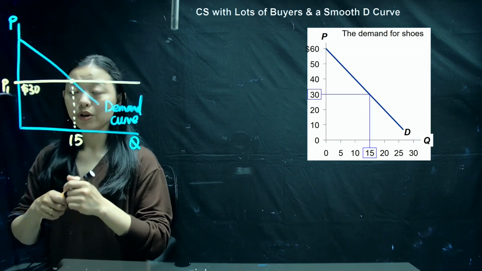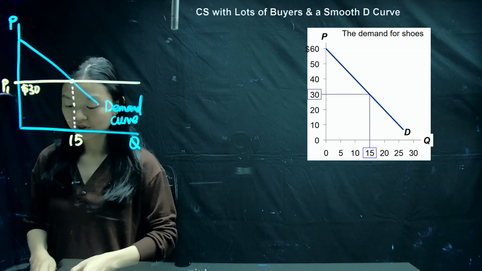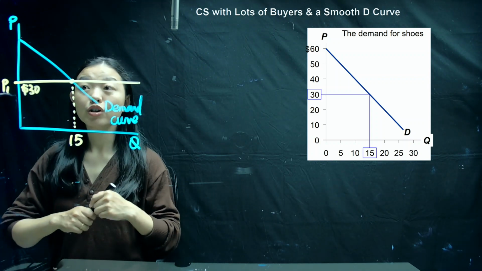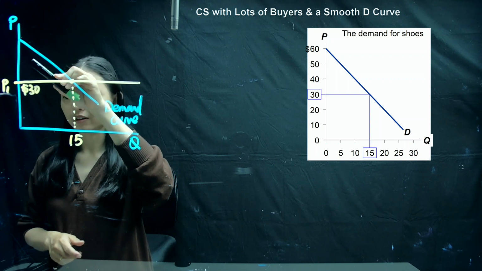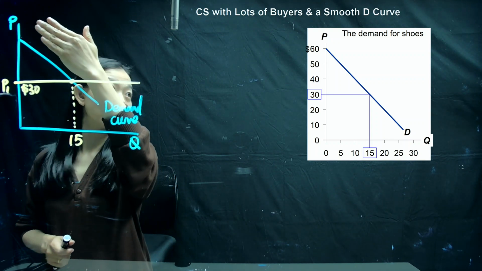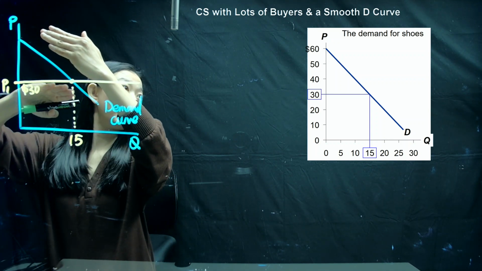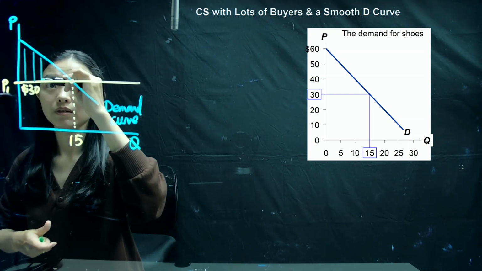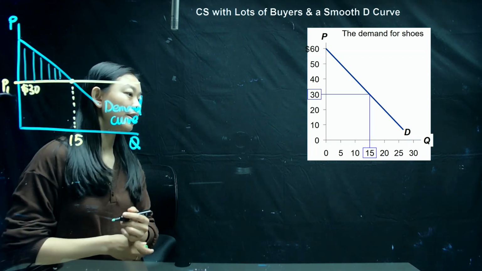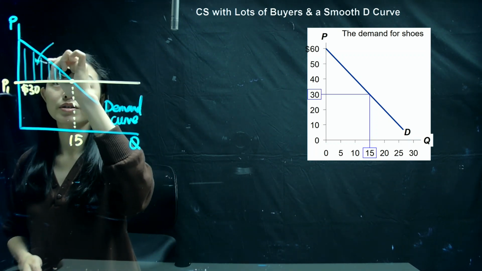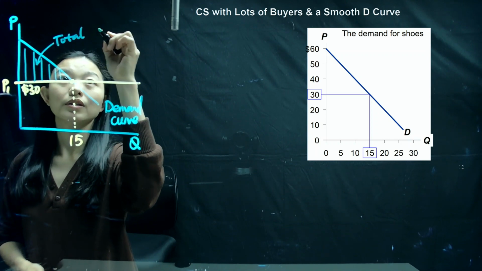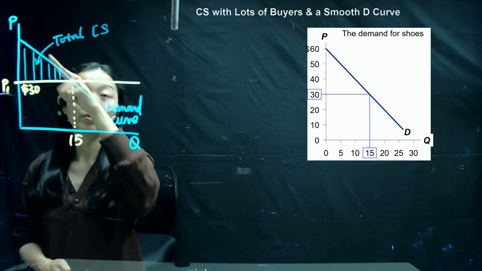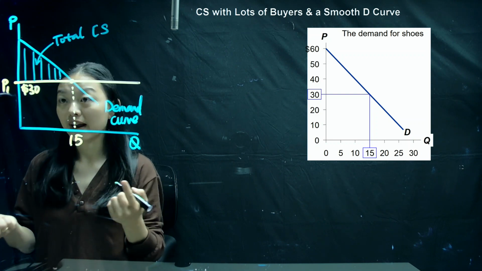How can you compute the total consumer surplus based on this graph? Remember, we just talked about consumer surplus should be the area below the demand curve and above the market price. So it should be this area, right? This area actually measures the total consumer surplus. And you know this area is just a triangle, right?